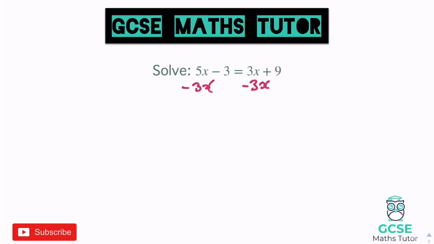So if we take away 3x from both sides, well 5x take away 3x leaves us with 2x. We've still got that negative 3 there, and that now equals positive 9, so I won't bother putting the positive symbol.